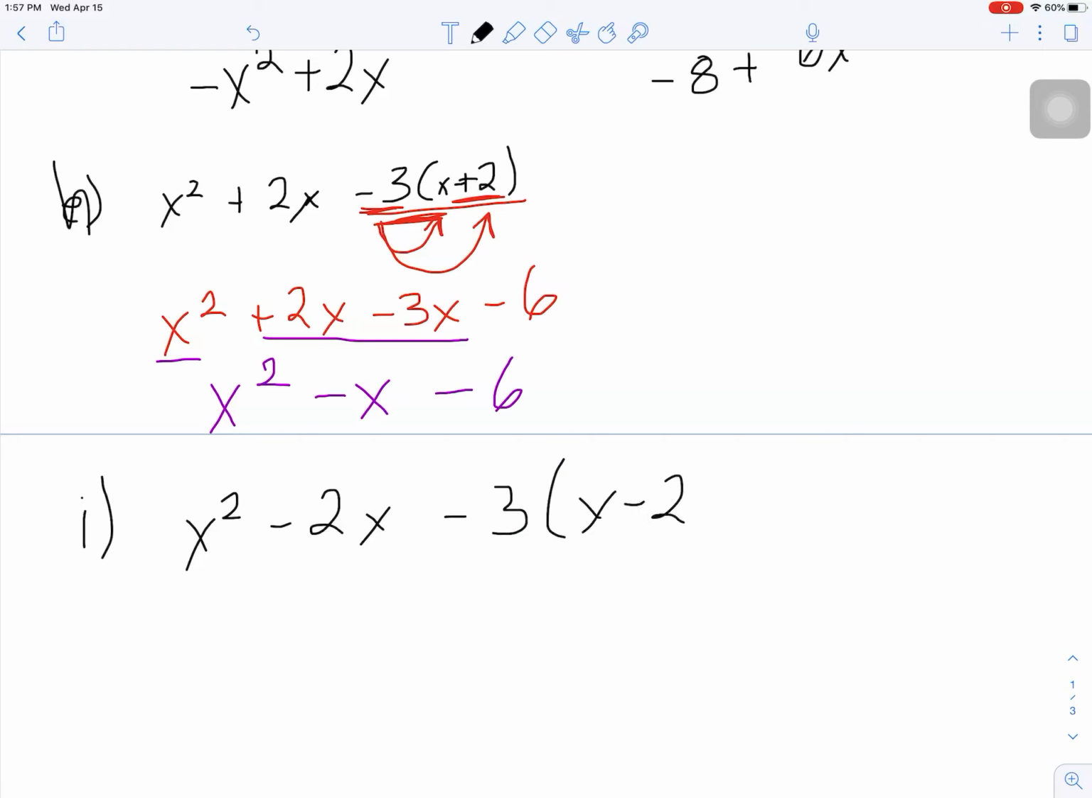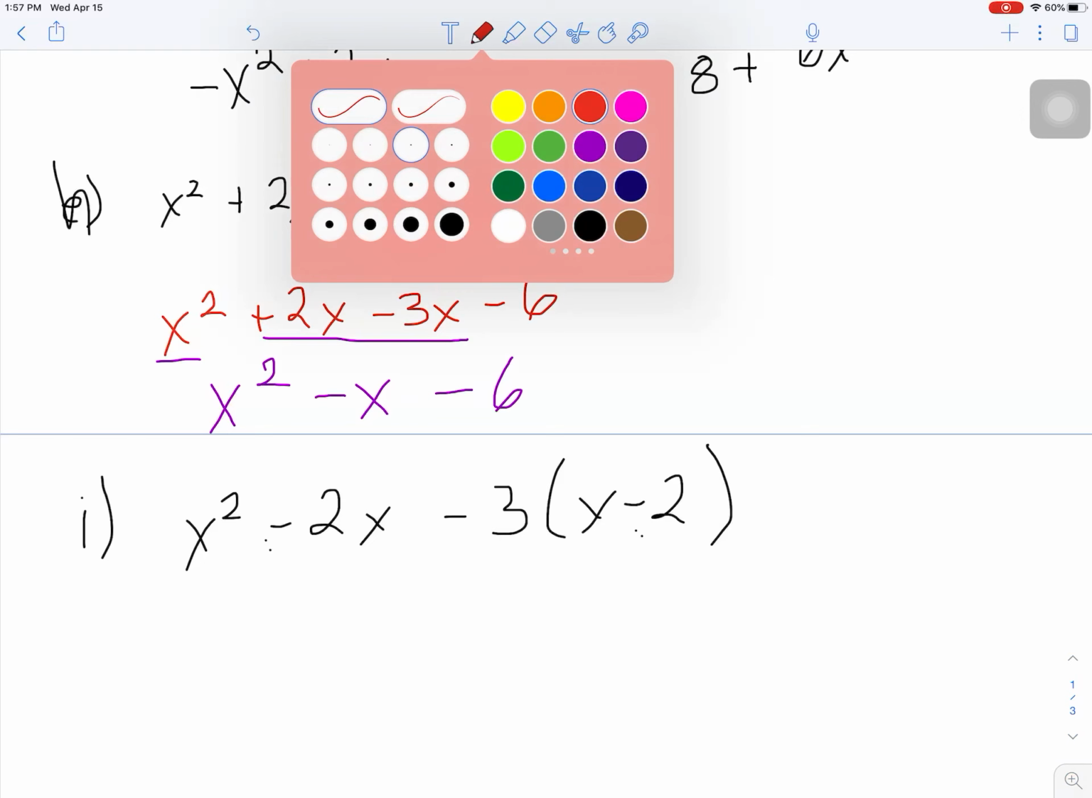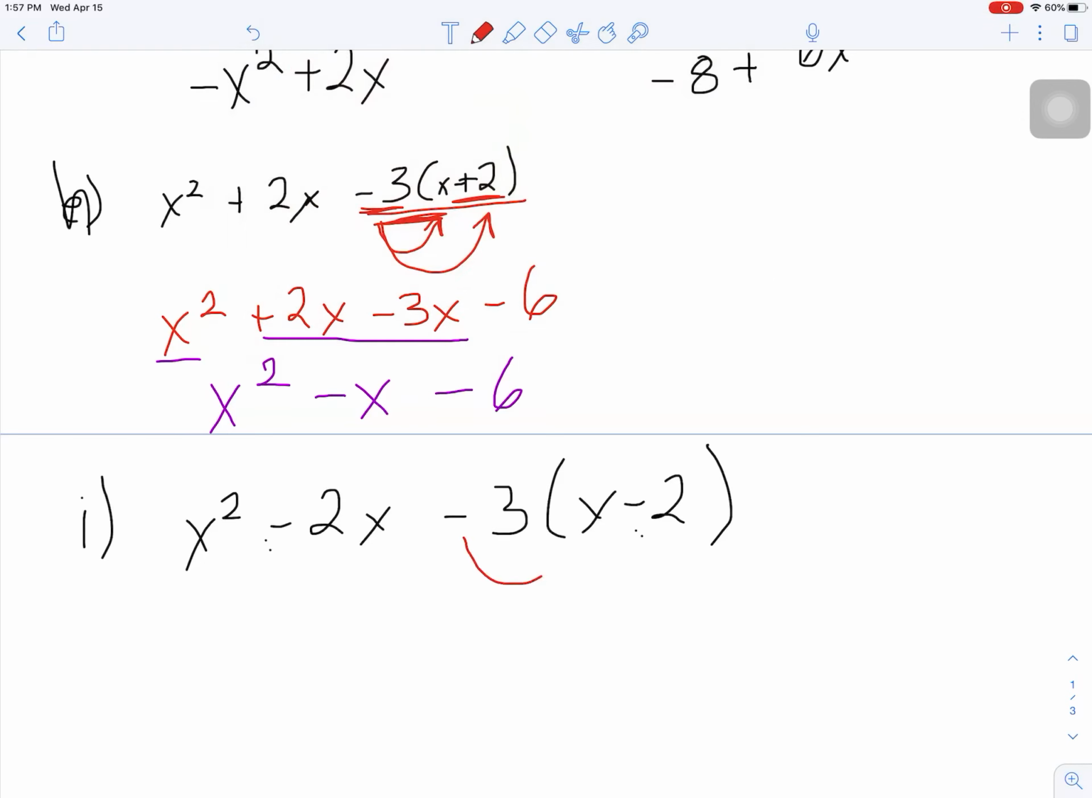minus 3, and then x minus 2. Looks very much similar to the other one, except we have switched a couple into negative numbers here. You'll see that's going to make a difference. So the first thing that we do, same thing as what we did before, we have to do that negative 3 times x and then negative 3 times negative 2. So that actually gets us negative 3x and positive 6.